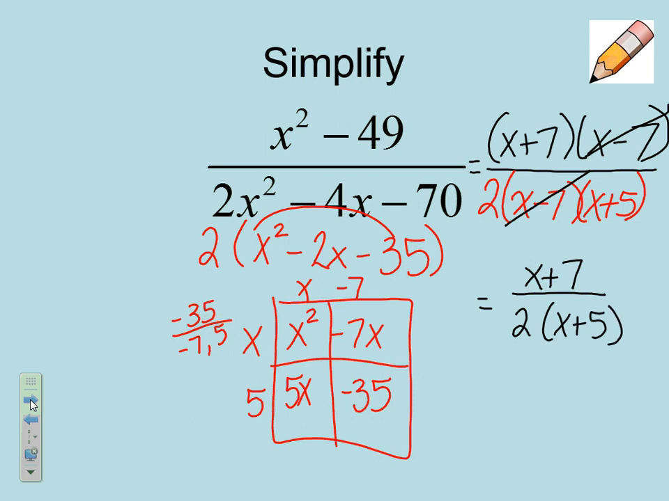Okay, simplify the numerator and denominator by factoring first, and then you can go ahead and look to cancel those factors.